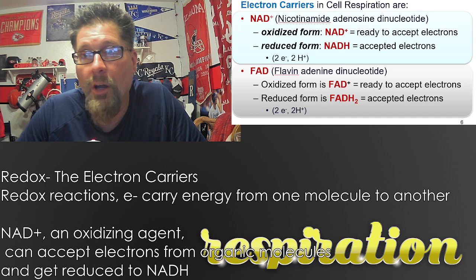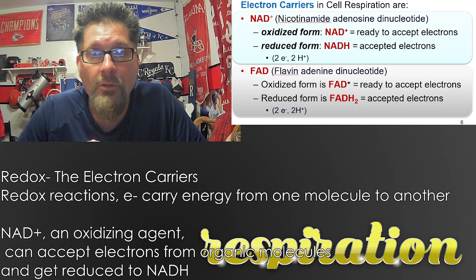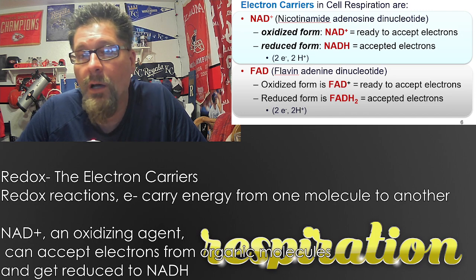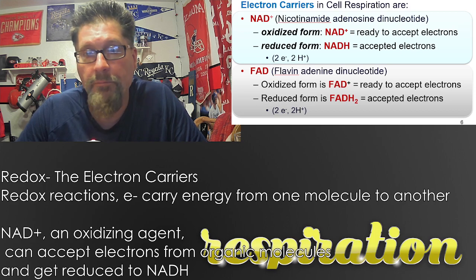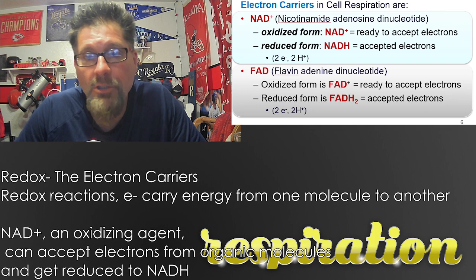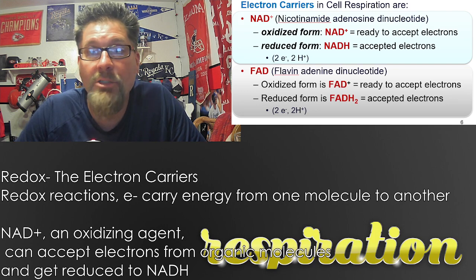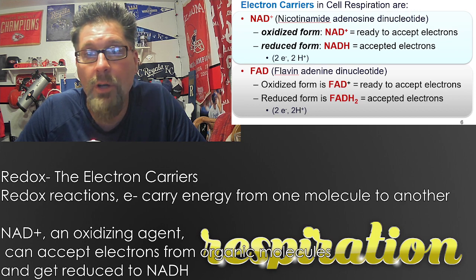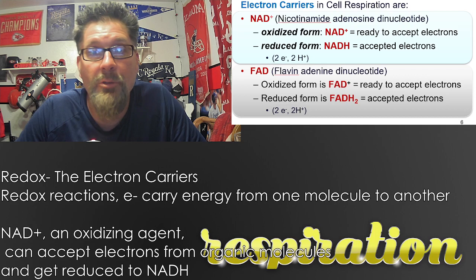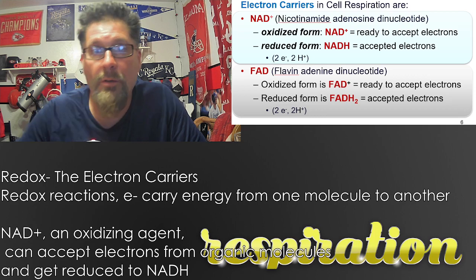So just kind of keep that in mind. FADs can carry 2, and you'll always see that little 2 hanging off the H there, and NADs can carry 1. So NAD is an oxidizing agent, and it just accepts electrons from the organic molecules. In this case, it's going to be the glucose, and when that happens, it gets reduced down to the NADH molecule.